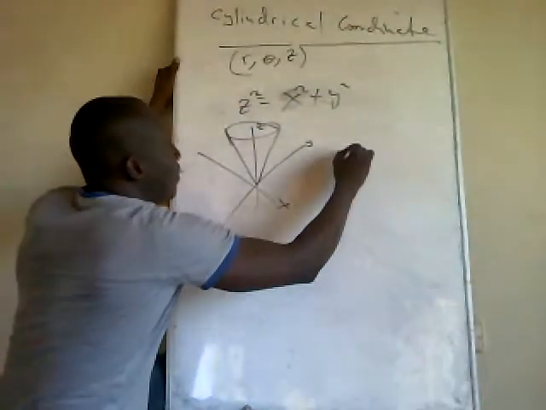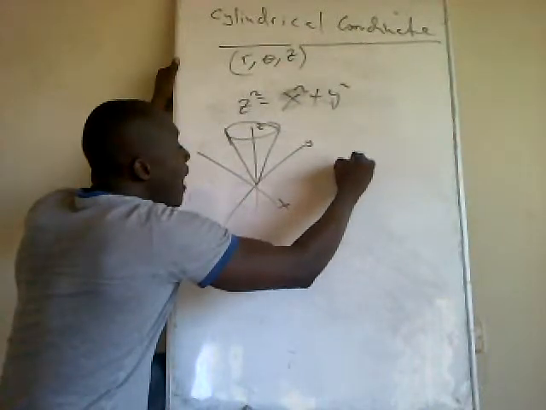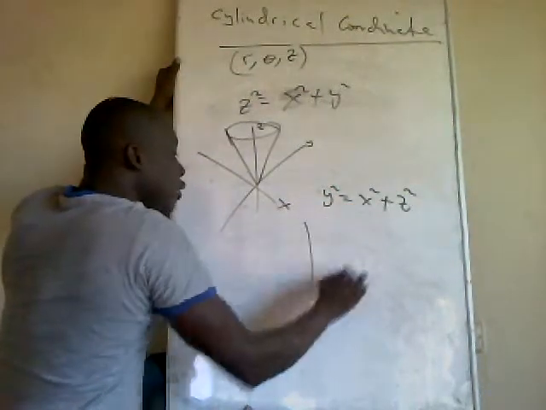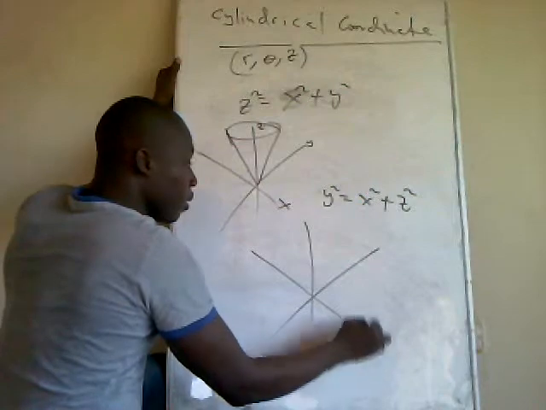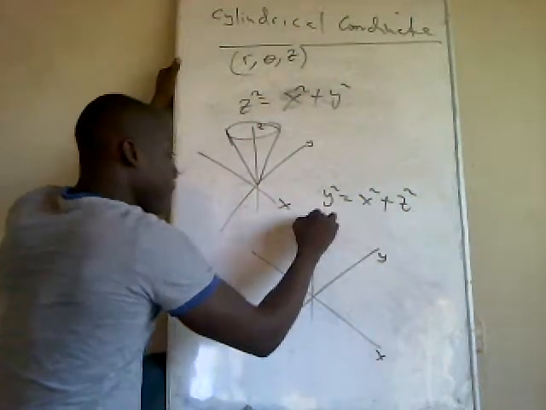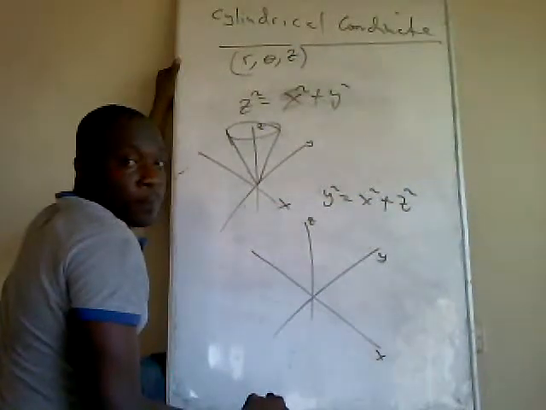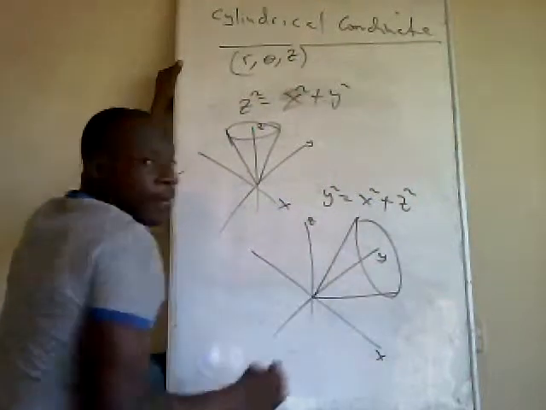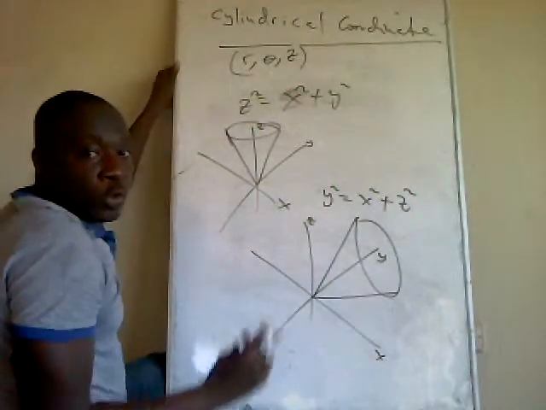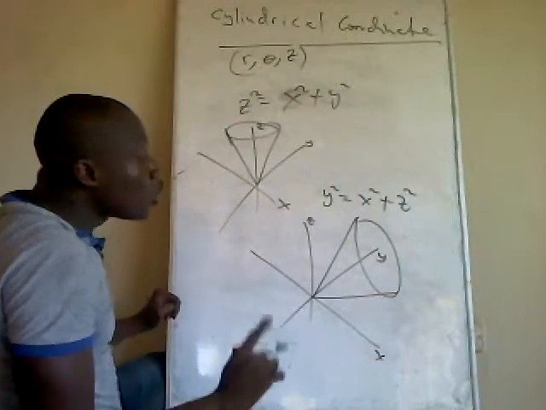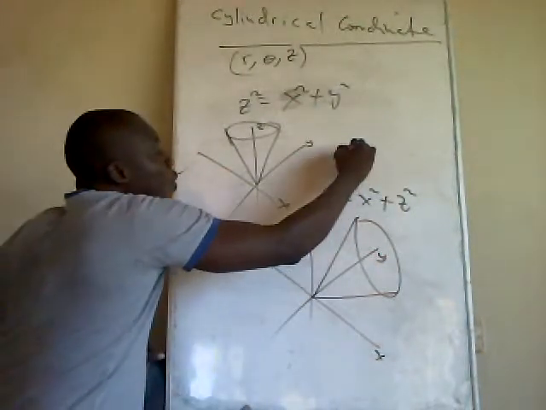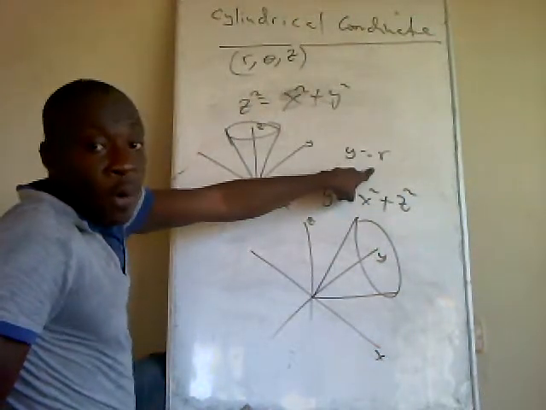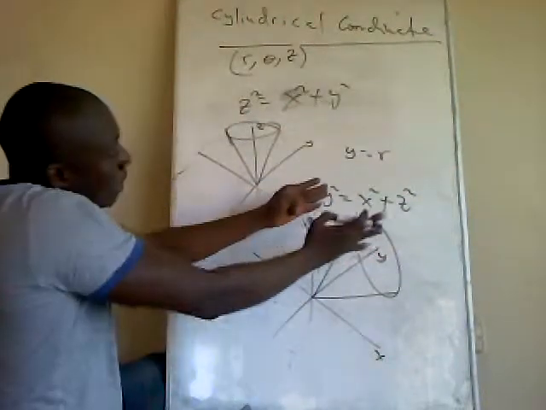Also note that y squared is equal to x squared plus z squared. It's also a cone. But this time around, it's going to be about y. So open your mind about some of these things. So clearly, I can say that y is equal to r is also a cone in cylindrical coordinate system.